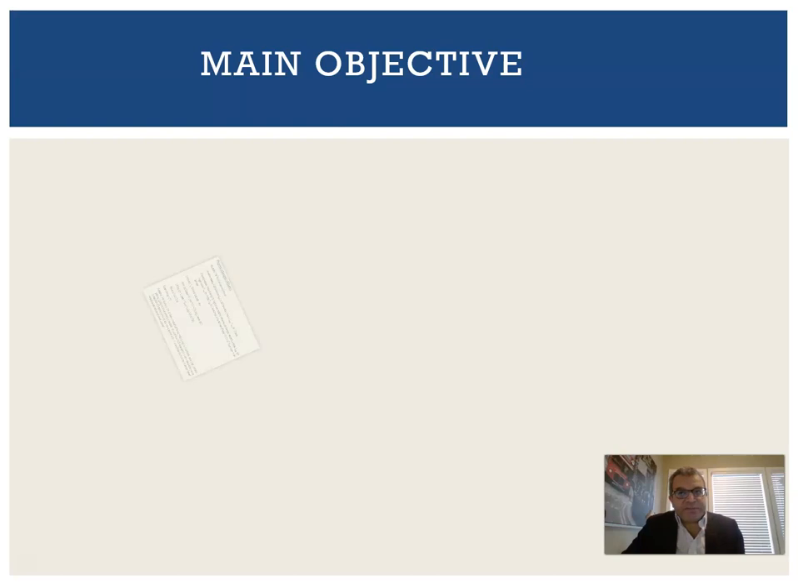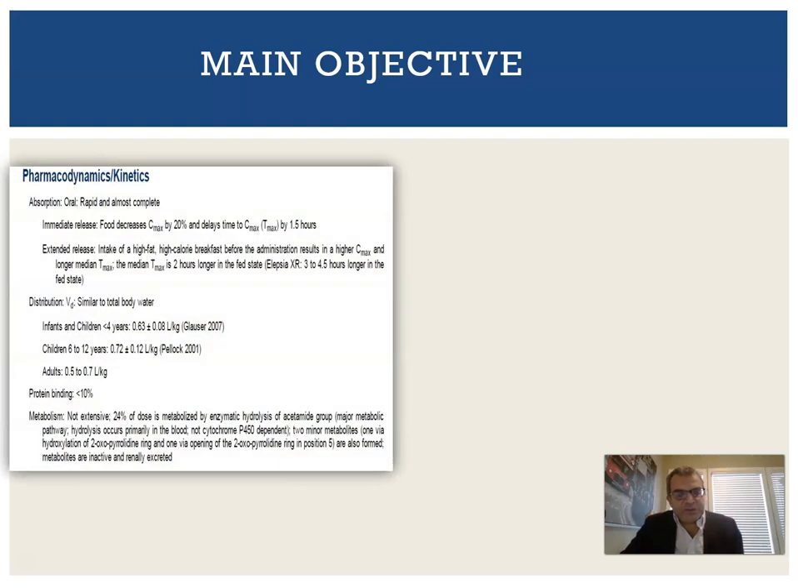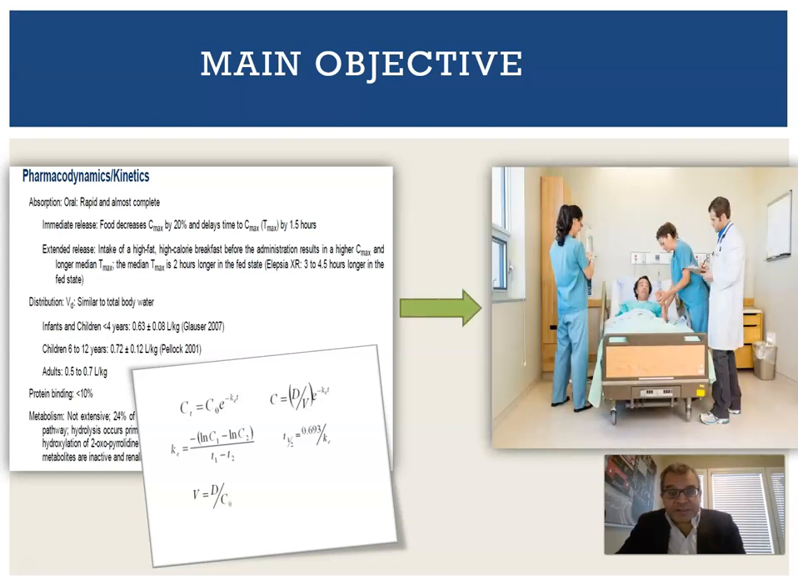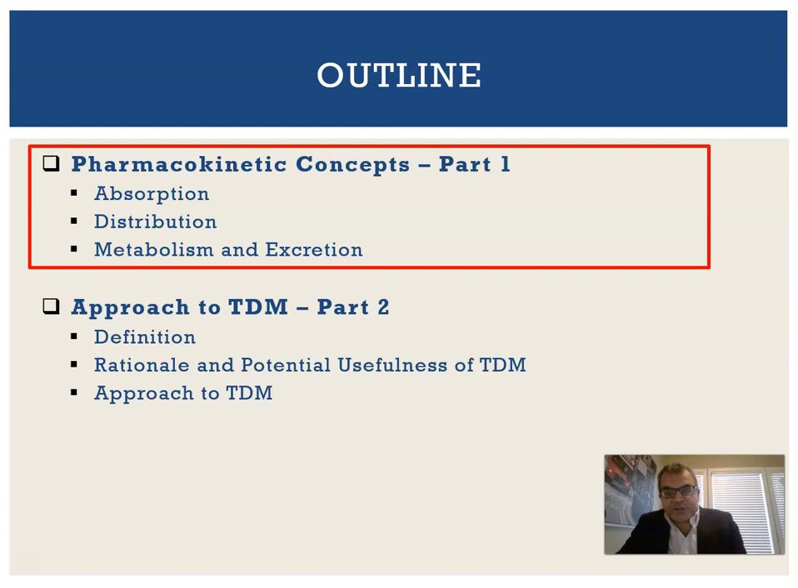So the main objective for today is to convert those pharmacokinetic sections in drug product monographs and these pharmacokinetic equations into clinical practice. That's a simple objective for that. The session has two parts. The first part is about the pharmacokinetic concepts, absorption, distribution, metabolism, and excretion. And the second part is going to talk about the therapeutic drug monitoring, or TDM.